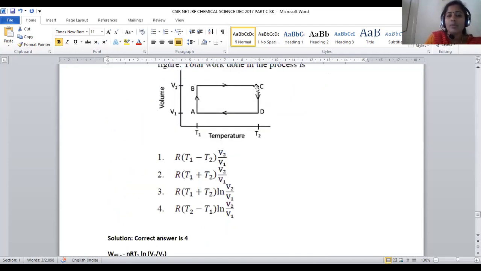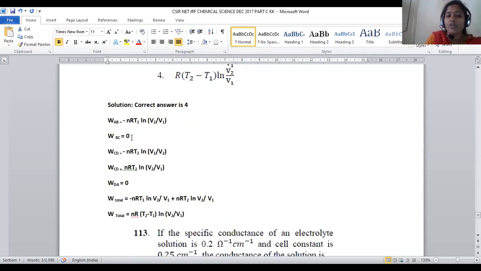Now let us assume WBC. When WBC was taken, the process becomes isochoric because they are lying on the same volume line, with temperatures T1, T2, and the entire value becomes 0, because ln V1 by V2 is equal to 0, right? That's why the entire value becomes 0 only. So WBC is taken as 0.